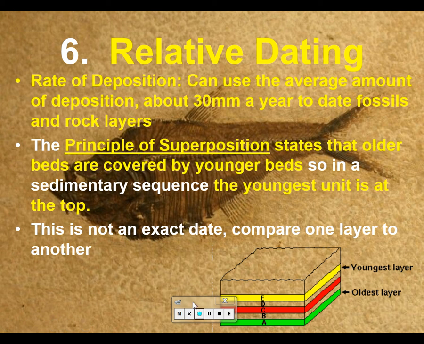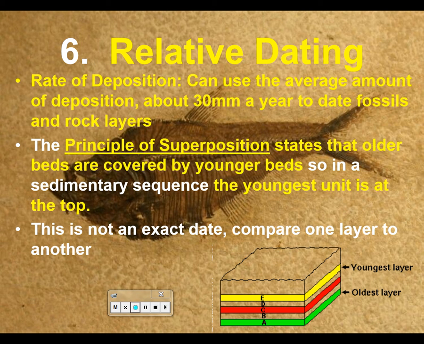Okay, relative dating, and some of this you might remember from 6th grade. Now, for relative dating, this is just trying to figure out which is older and which is younger. It's not an exact date. All you're doing is comparing the layers to each other. Okay. You have to think about the rate of deposition.